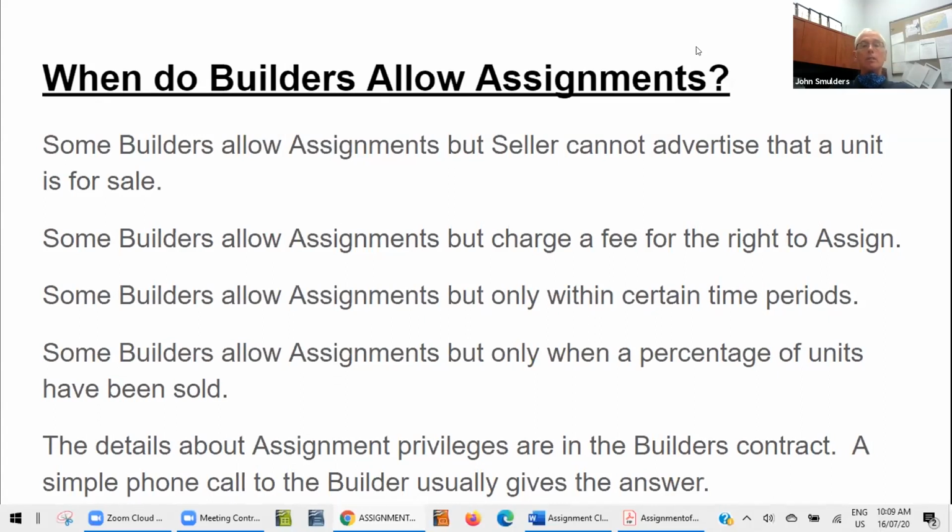The question is, if the builder doesn't allow assignments, can the unit be in the MLS? No. If the builder doesn't allow assignments, you can't do anything. You have to walk away. If the builder doesn't allow assignment, it can't be sold, so it can't be on MLS. Okay. Did somebody else have a question there?